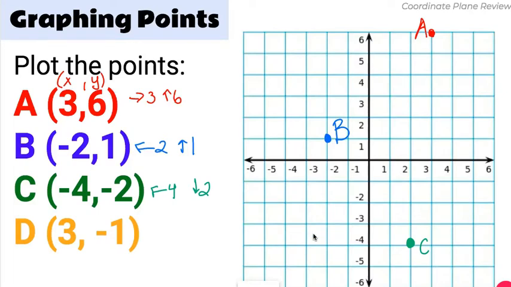And finally, my last point D, 3, -1. So that means my x-coordinate is 3, so I go to the right 3 because it's positive. My y-coordinate is -1, so I go down 1. Start at the origin, go to the right 3, down 1, and that's D.